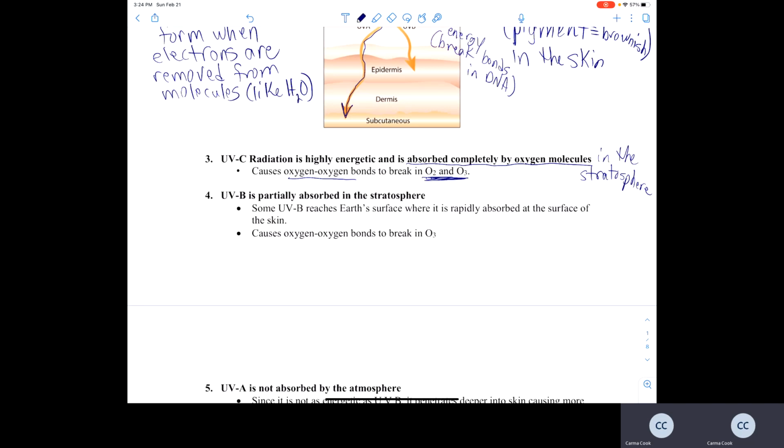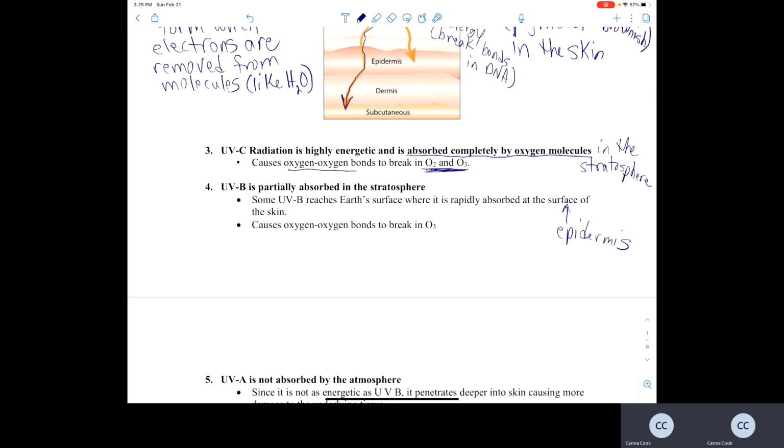UVB is partially absorbed in the stratosphere. However, some of it does reach the Earth's surface, and it's rapidly absorbed by the epidermal layer of your skin. And UVB can cause oxygen-oxygen bonds to break, but only in ozone and not in oxygen.